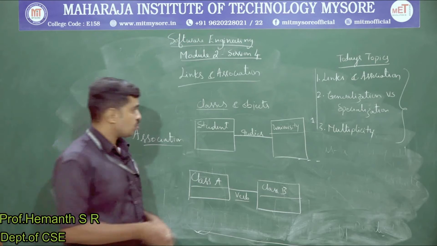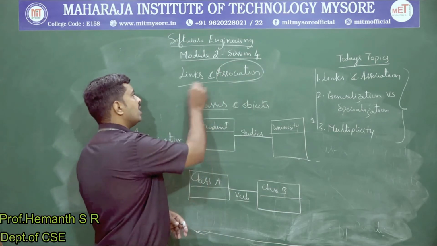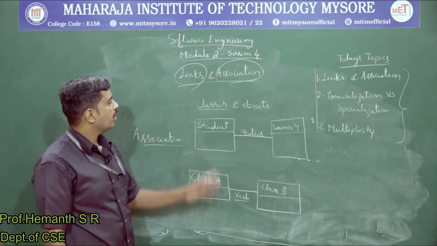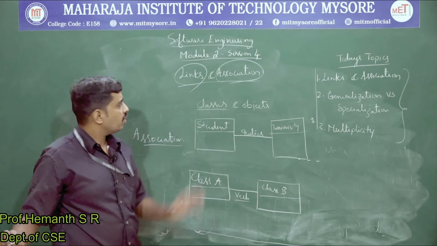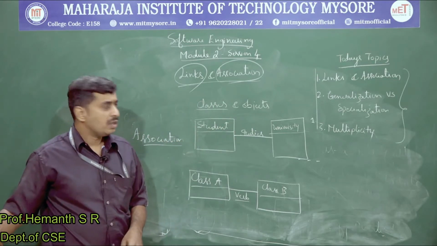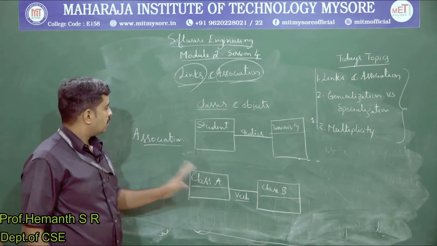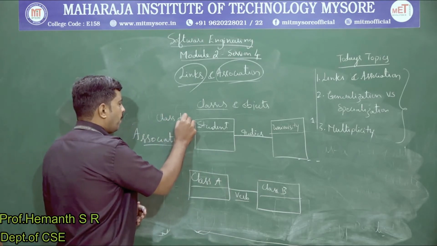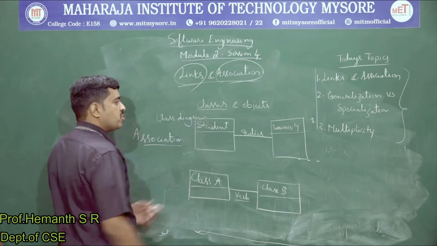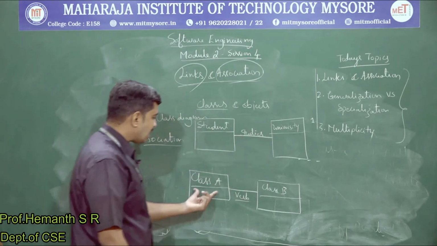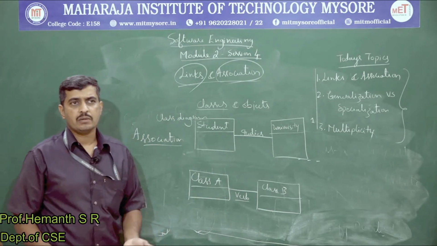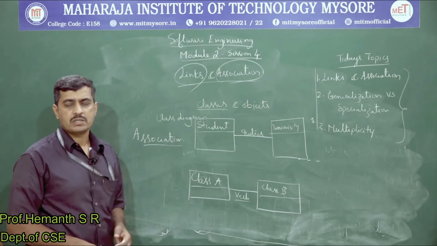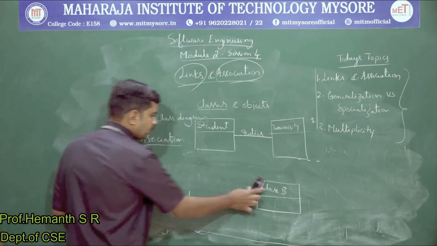Now we understood what is association. Then what is a link? Even in association, we have used a line. Now, to be more specific, we will see what is a link. This was a class diagram. Association typically represents a class diagram, a class model. We saw a student class, university class, class A, class B. Now what is a link? A link deals with the representation of relationship between objects.